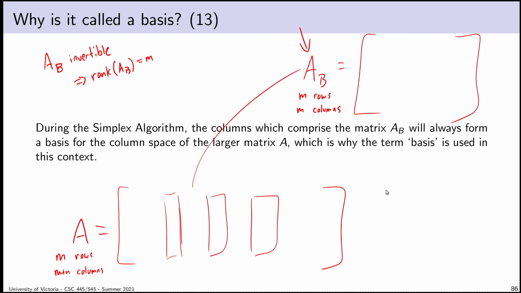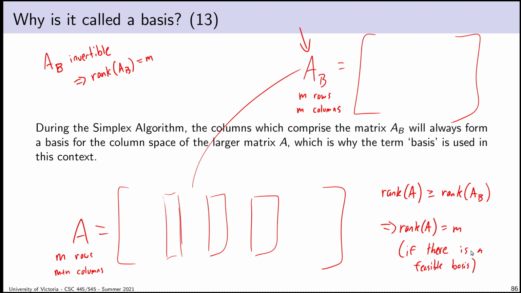It's also a fact that the rank of A has to be at least equal to the rank of some subset of its columns. That means the rank of A has to be greater than or equal to the rank of AB, which in turn implies that the rank of A has to equal m if there is a feasible basis. And it's not only true for that case, if there is any feasible basis, dual feasible or primal feasible, in other words, if there is at least one AB that's invertible, that means the rank of A has to equal m.